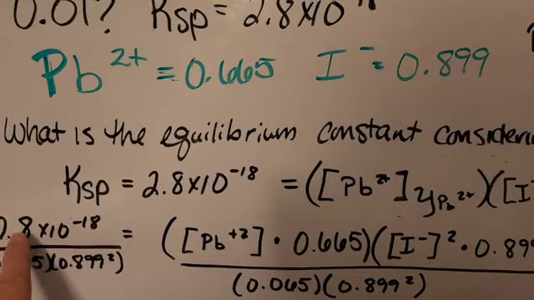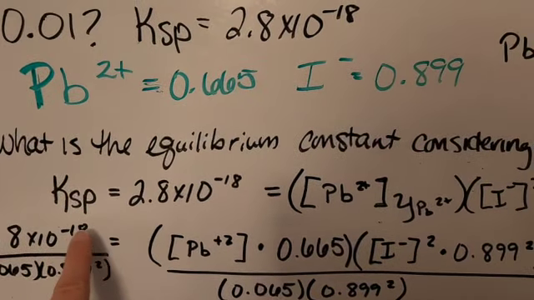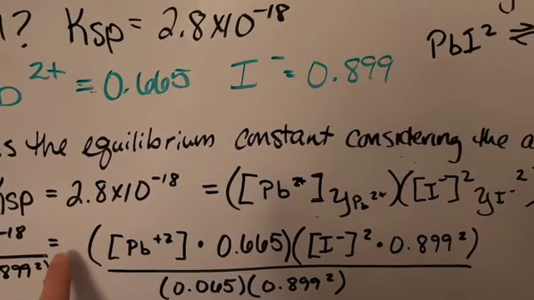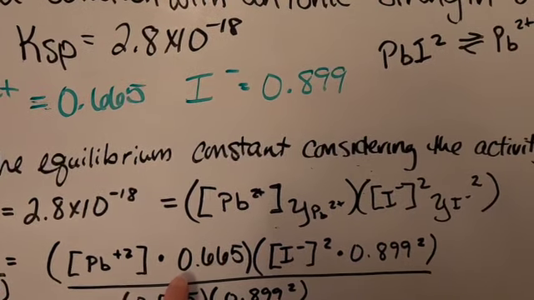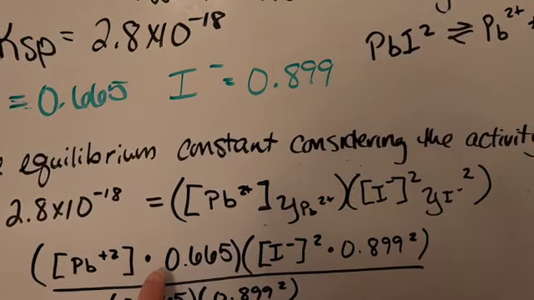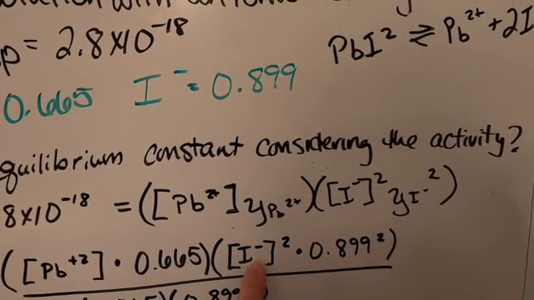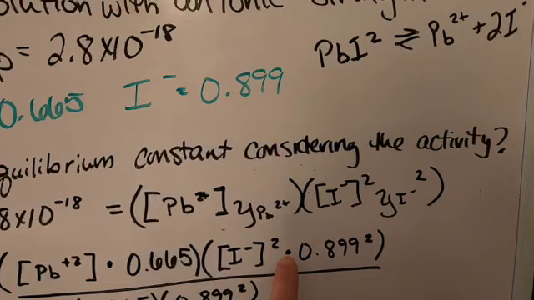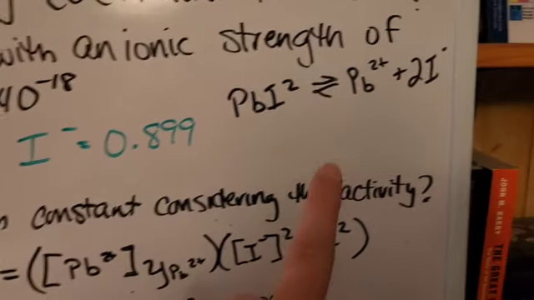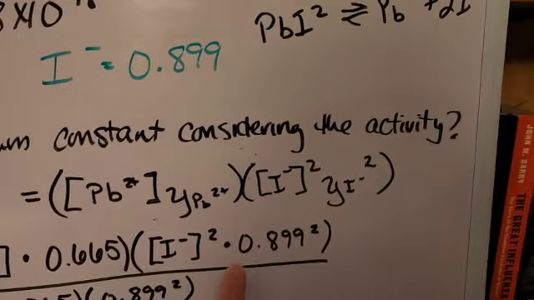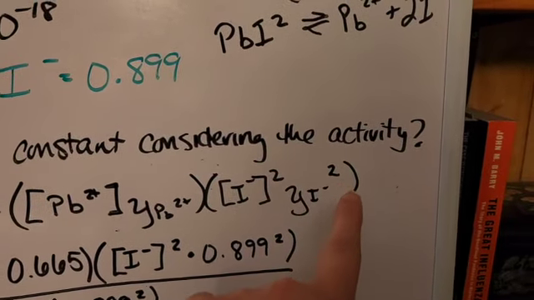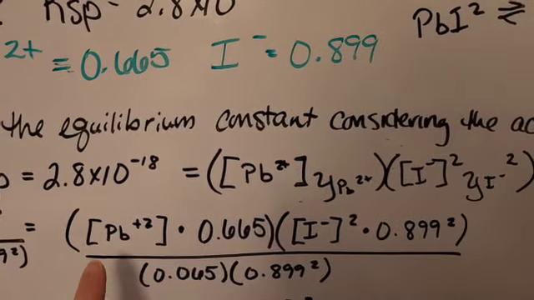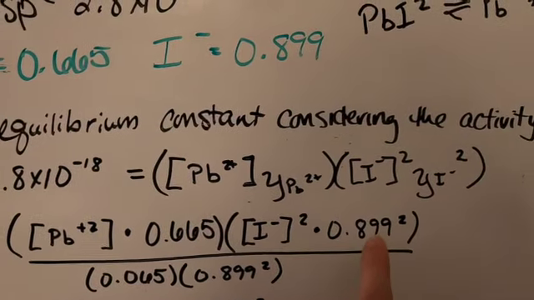So our Ksp is equal to 2.8 times 10 to the negative 18. And we're going to set that equal to the concentration of our lead times its activity coefficient, okay, times the concentration of iodide squared, because there's two. You look at our equation, there's two iodides, times its activity squared. Okay, I got our numbers in here.